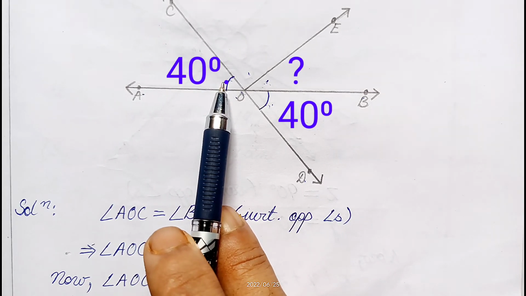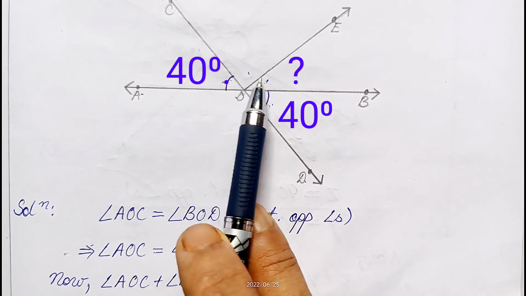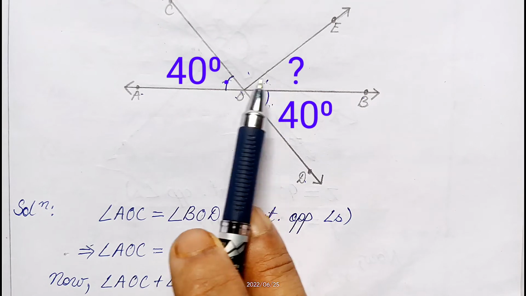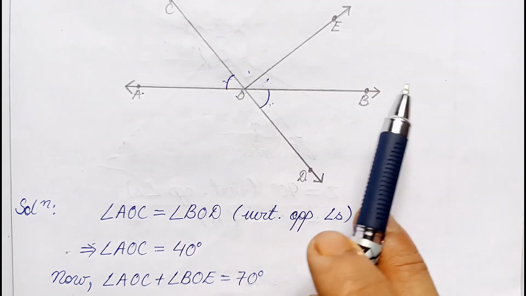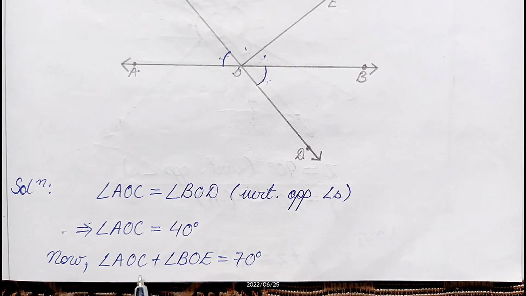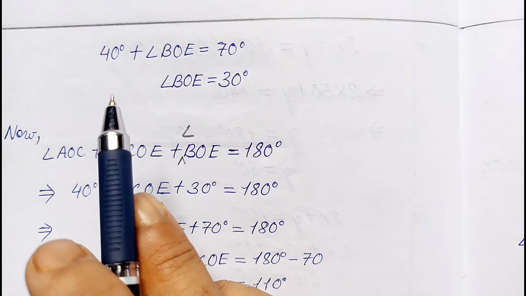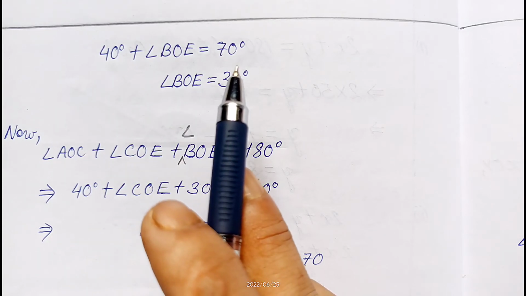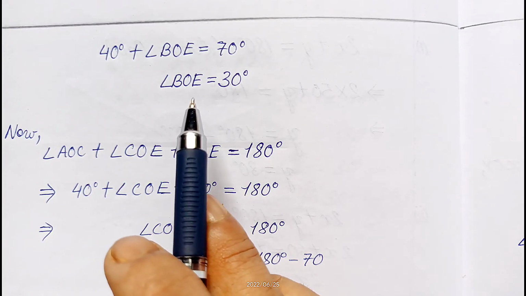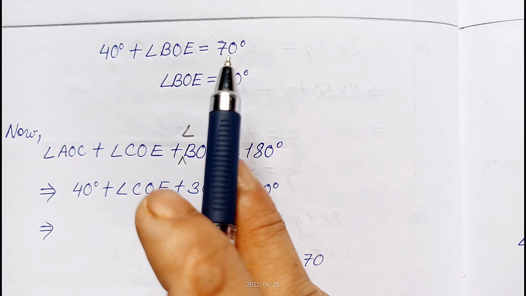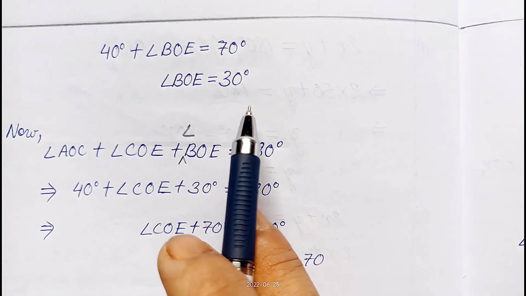Now the sum of these two angles is given as 70 degree, and this angle we know is 40 degree. So we can write angle AOC plus angle BOE is 70, and we know AOC equals 40 degree. So 40 degree plus BOE will be 70 degree. So angle BOE will be 30 degree, because 70 minus 40 is 30.